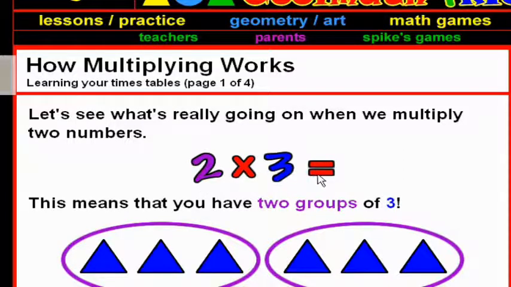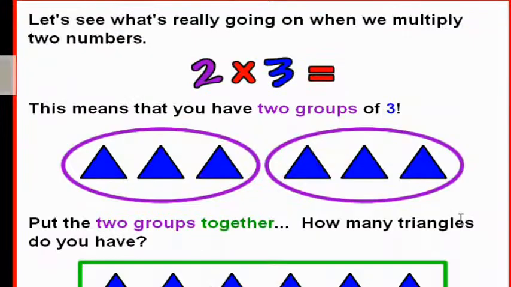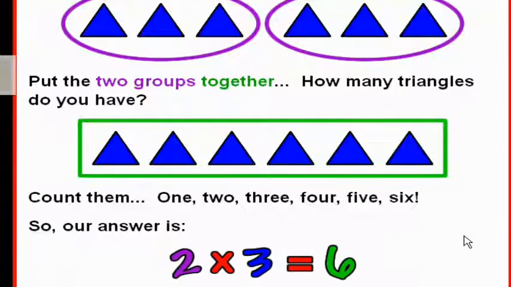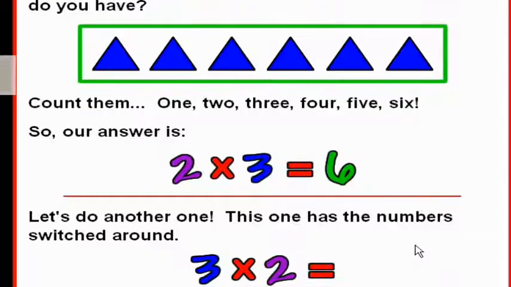2 times 3 equals. And this means you have two groups of 3. Right here, we've made groups of 3 triangles. I have 1, 2, 3 triangles in one group and 1, 2, 3 triangles in another group. So when I have two groups of 3, how many triangles does that give me when I put them all together? 6. You're exactly right. Look, 1, 2, 3, 4, 5, 6. That's multiplication. That's multiplying two numbers. So our answer, 2 times 3 equals 6.